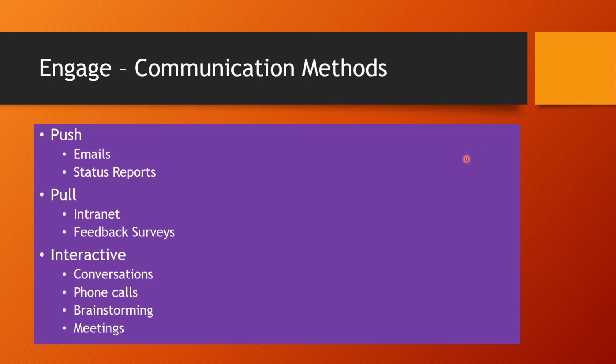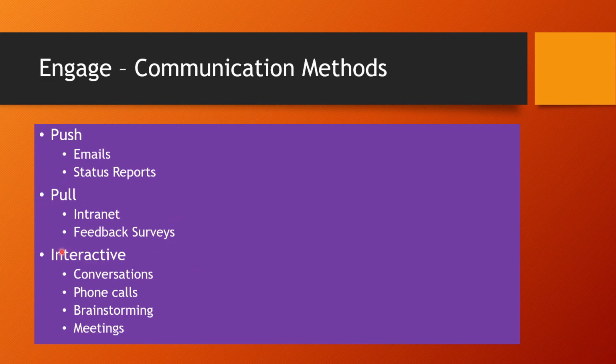Similarly, we have three types of communication methods you can use for engaging your stakeholders. The first method is push. Sending emails and status reports is called the push type of communication method. The pull type of method is putting up a common forum, like an intranet, with the project information, lessons learned, and risk analysis. People can go and search and look for the information. They can do it by themselves, right? And feedback surveys, all these kinds are called pull type.